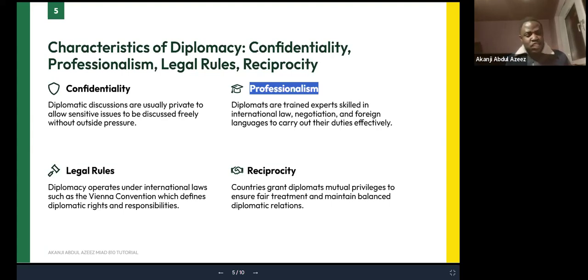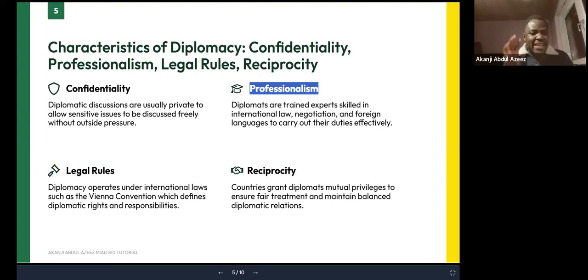Listen, you are being sent to Togo or Benin Republic and they speak only French, and you speak English, and you don't even know how to greet them good morning or good afternoon in French. You are not going to be feeling comfortable in that country. So that is why the foreign service system trains them to be professional. You understand? So that is number 8 characteristic of diplomacy.